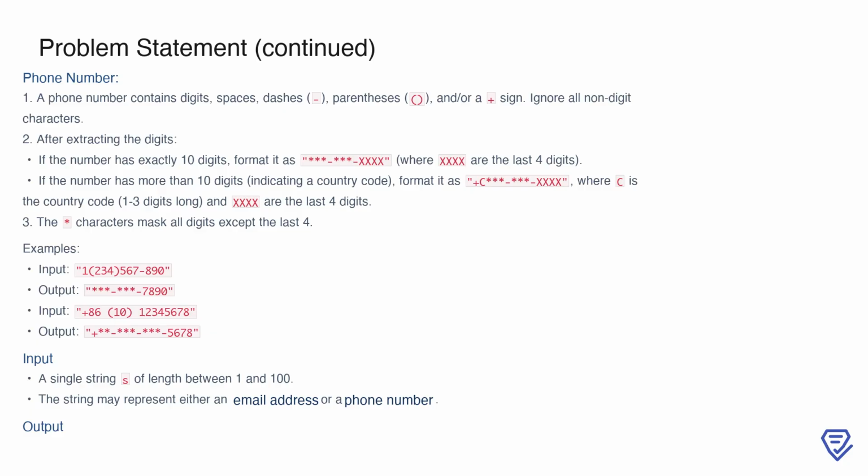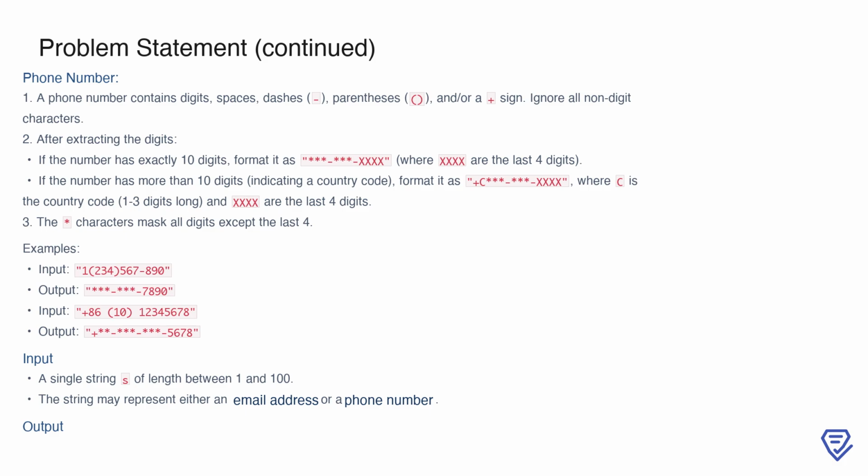On the other hand, if the phone number contains more than 10 digits, it indicates the presence of a country code. In this case, the output format becomes +C*-***-***-XXXX, where C represents the country code, which can be 1 to 3 digits long.